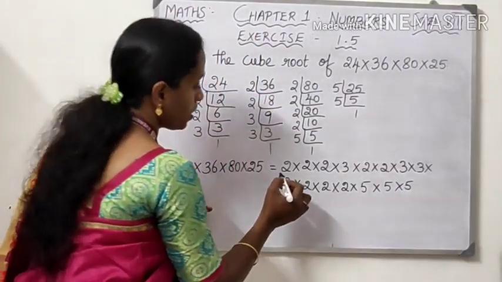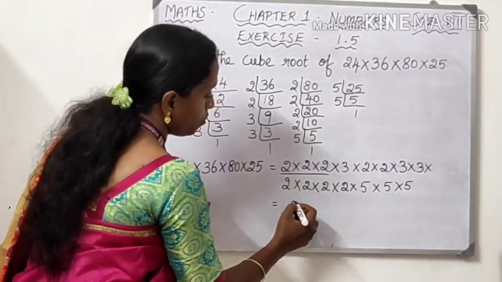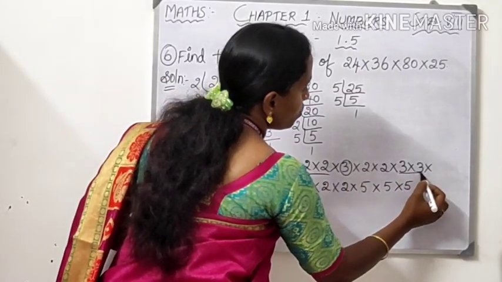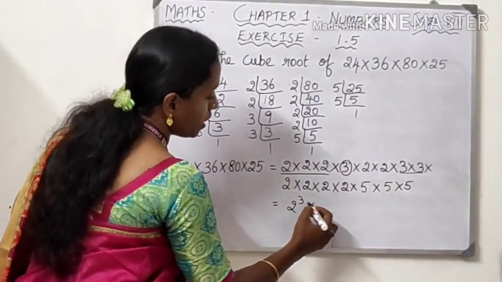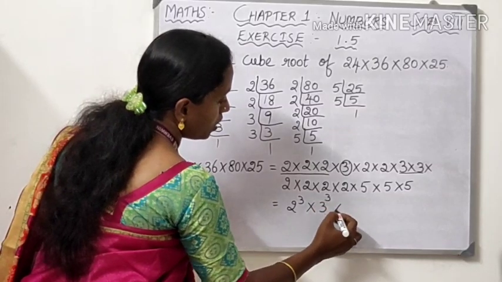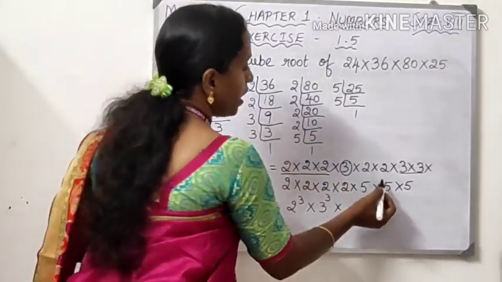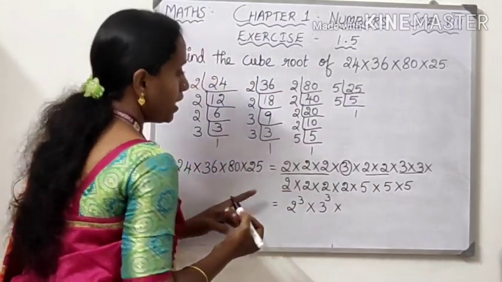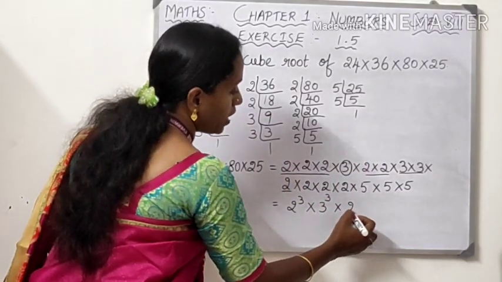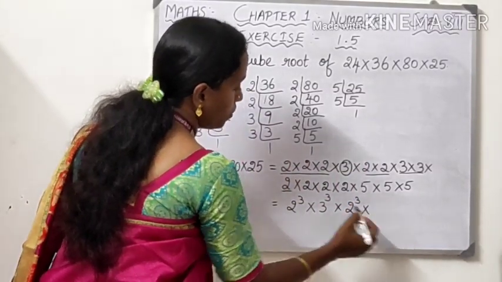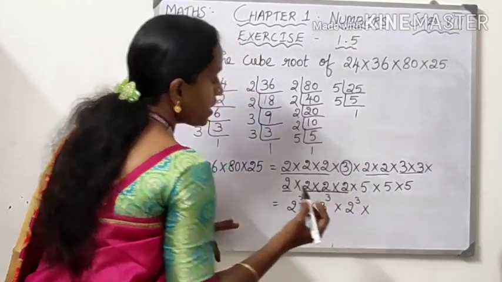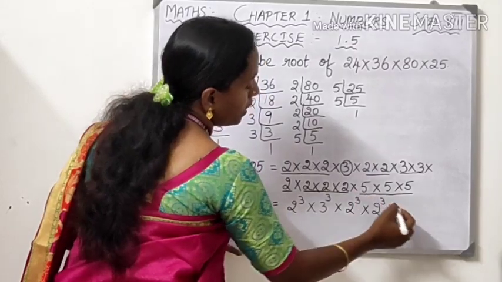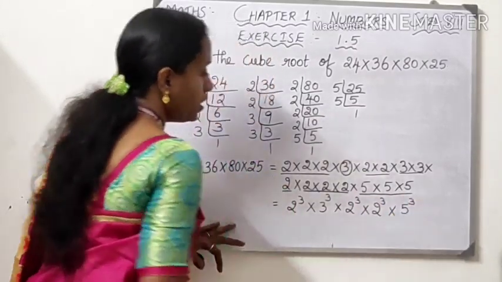So first combine this one. So I will get 2 to the power 3. Then here I have one 3 and here I have two 3s, so I can make a triplet. So I will get now 3 to the power 3. Then here we have two 2s and here we have one 2 we can take, so that it will become a triplet. So I can take it as 2 power 3. So here we have 2 three times, so we can write 2 power 3. Then this 5 we have three times, so we can write it as 5 power 3.